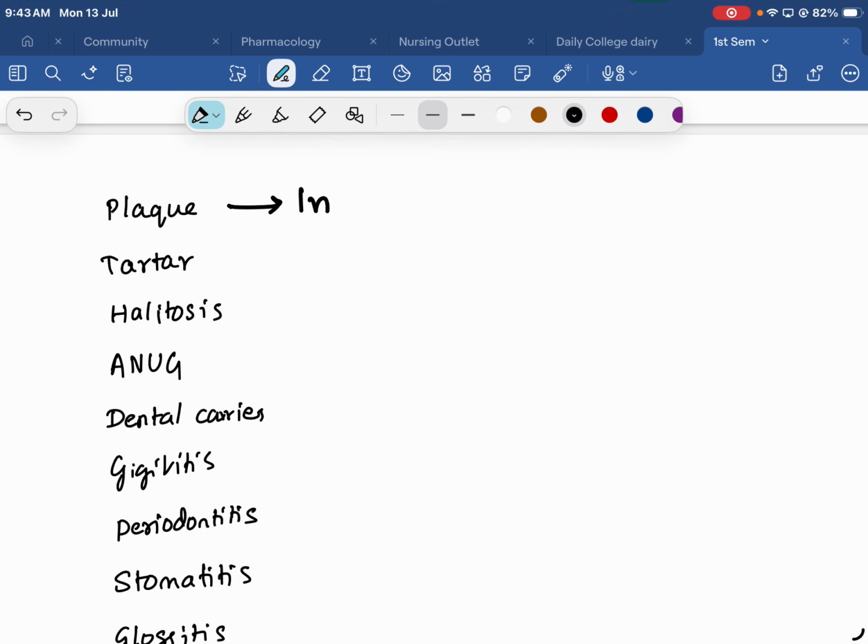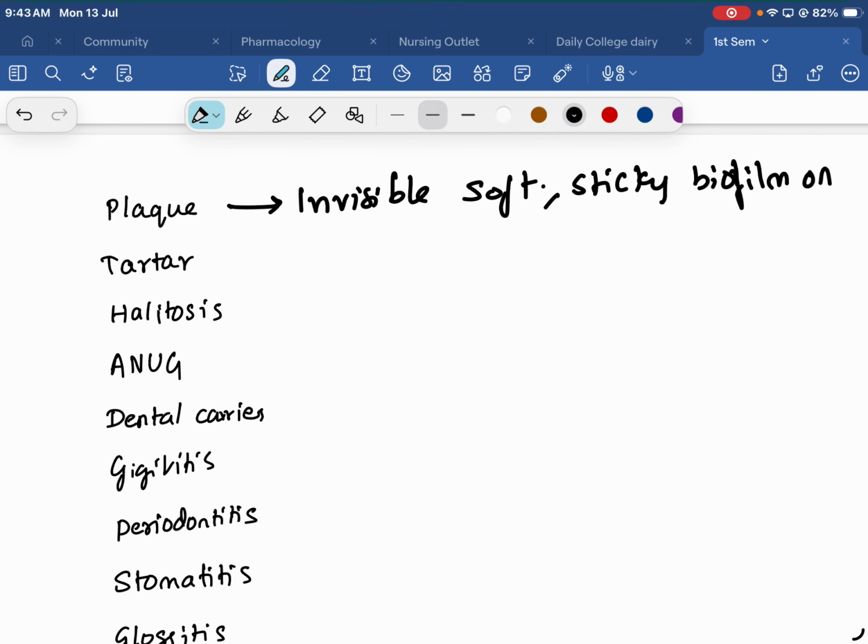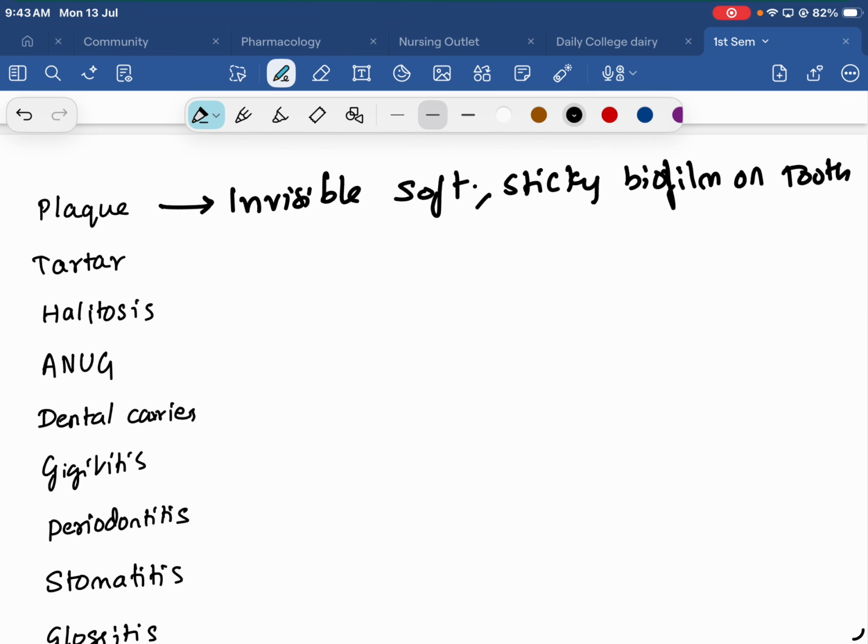It is an invisible, soft, or sticky biofilm on the tooth, right? Am I right? Yes. Tell me what is tartar? Hardened plaque, right? Hardened or calcified plaque will be called tartar. Halitosis means bad smell from the mouth. Next, what is ANUG?